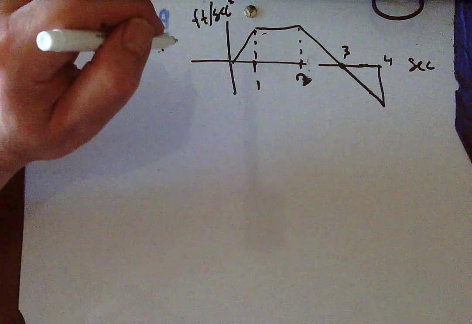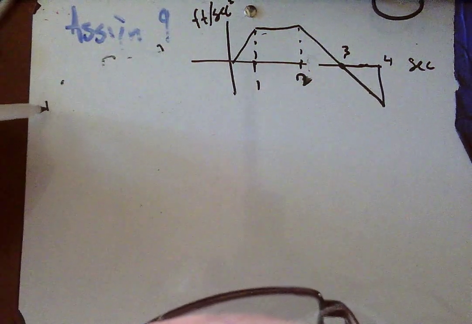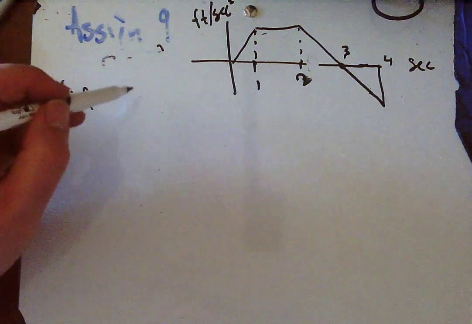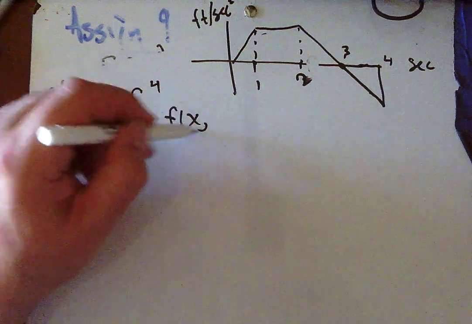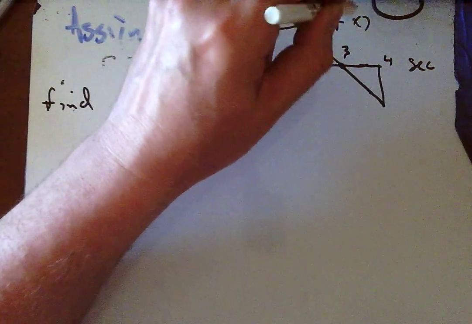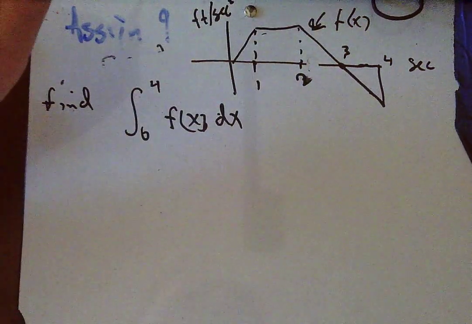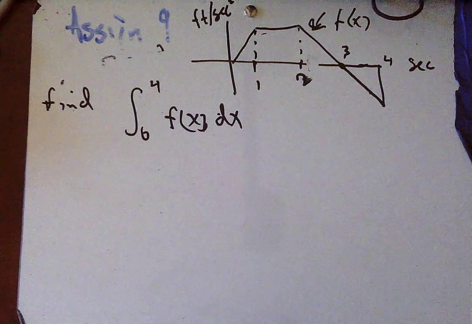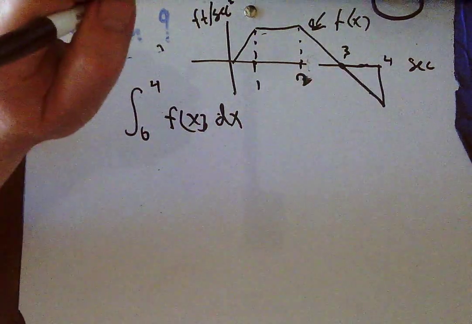And so my first question for you is, find the integral from 0 to 4 of f of x dx. And this is a graph of f of x. Okay. So, how are we going to do this? That's right, we're going to appeal to the geometry of the situation here. It's exactly what we're going to do.